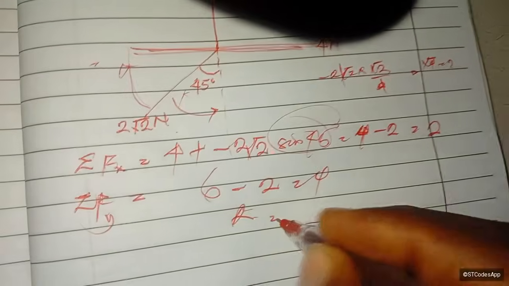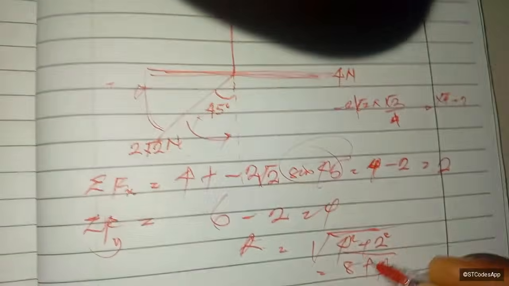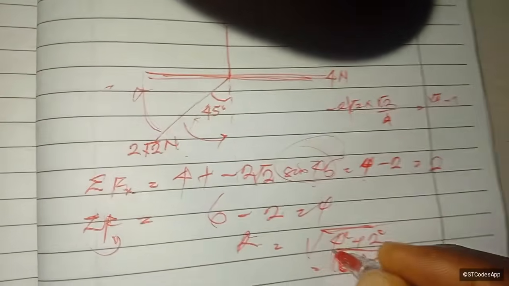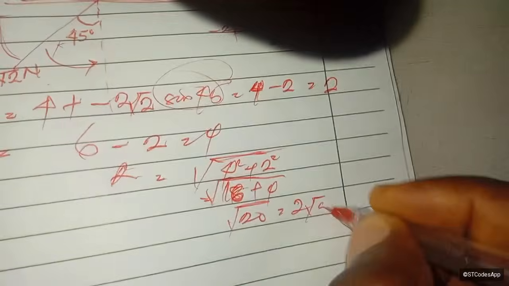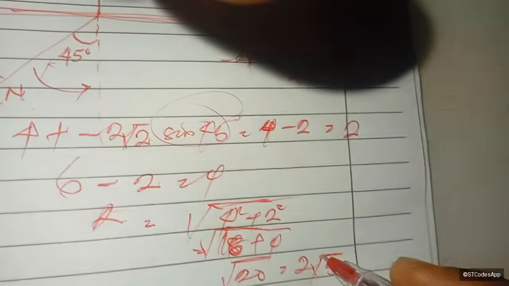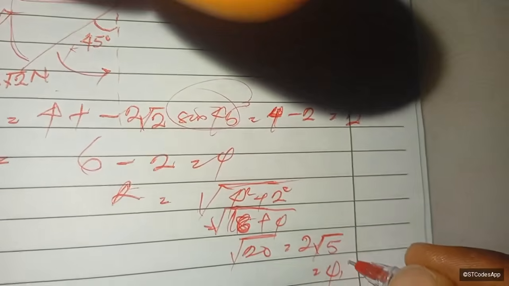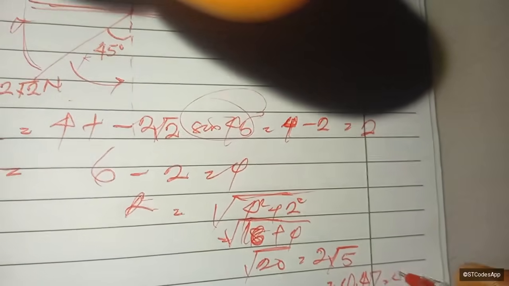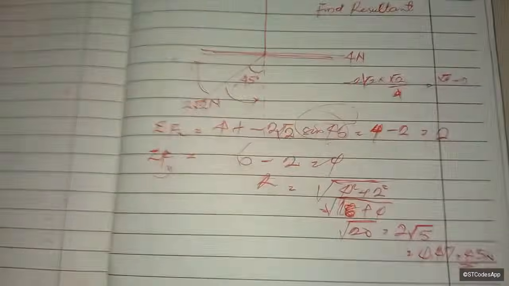So your resultant will be equal to the square root of 4 squared plus 2 squared. 4 squared is 16, plus 4. That will be 20. The answer will be 2 root 5. Or, by the time you take the root of this, if you use your calculator, the answer you get is 4.47, and the answer will be 4.5 approximately. That will be your resultant.